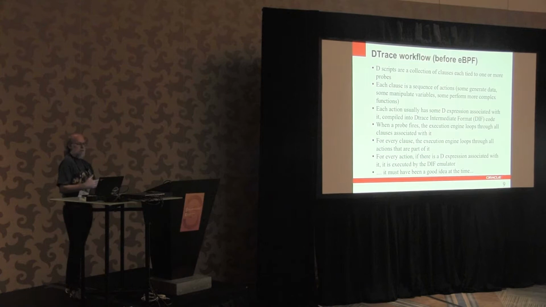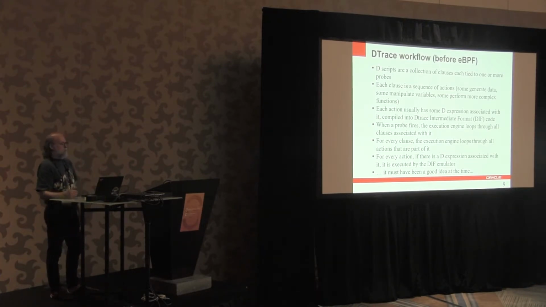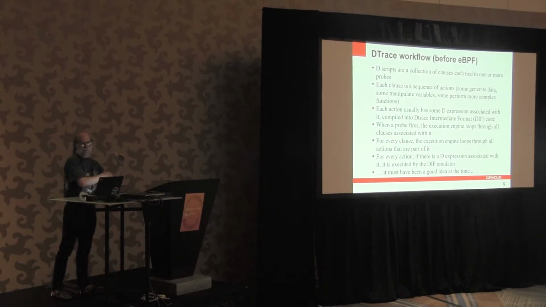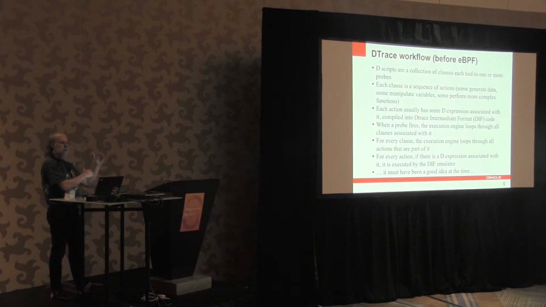So a D-script is a collection of clauses tied to one or more probes. So you specify a probe, possibly with wildcards or a list of probes, and then a piece of code, and then some more probes. Most scripts usually involve quite a few probes. Then each of those clauses is considered a sequence of actions. Now it's written as a block of code that looks like a function in C. And that is how I, for a very long time, interpreted it until I started looking at this. And then I realized, oh, that's not what it is. And that made life, again, complicated.